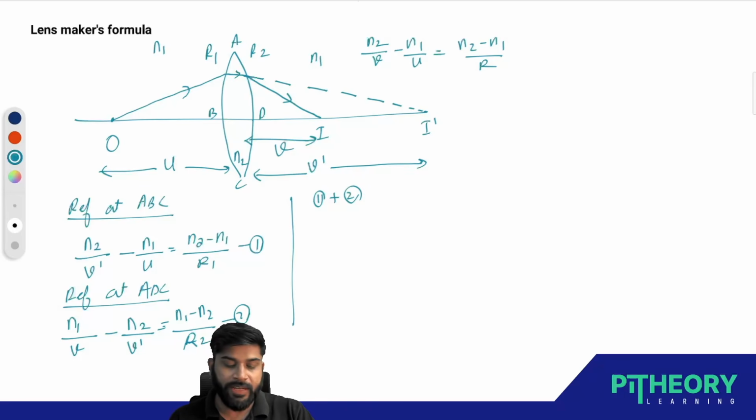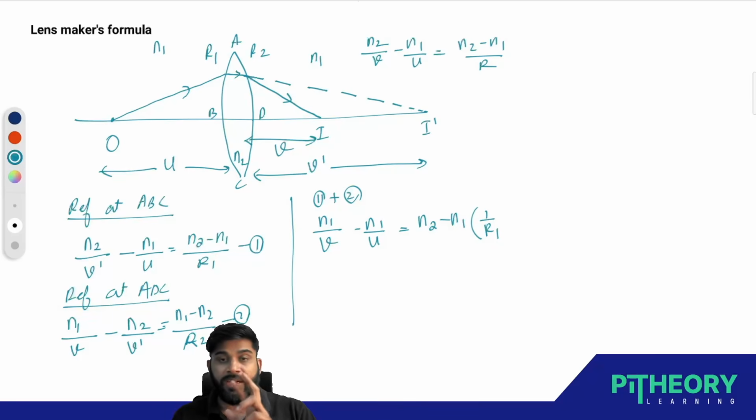So what will happen? The N2 by V dash, you can see on the left hand side in both equations, is opposite: N2 by V dash minus N2 by V dash. It will cancel off. You get N1 by V minus N1 by U, that is equal to N2 minus N1, if I take it common outside, into 1 by R1. In the second term it was N1 minus N2, so you need to reverse it, so a minus sign will come. That will be minus 1 by R2.